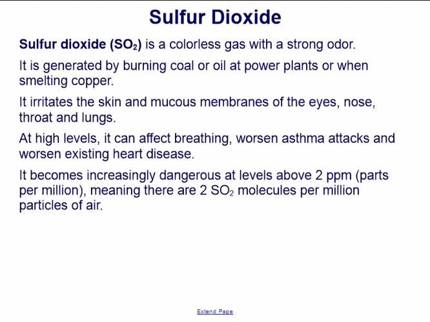Sulfur dioxide. Sulfur dioxide, or SO2, is a colorless gas with a strong odor. It is generated by burning coal or oil at power plants or when smelting copper. It irritates the skin and mucous membranes of the eyes, nose, throat, and lungs. At high levels, it can affect breathing, worsen asthma attacks, and worsen existing heart disease. It becomes increasingly dangerous at levels above 2 parts per million, meaning there are 2 sulfur dioxide molecules per million particles of air.